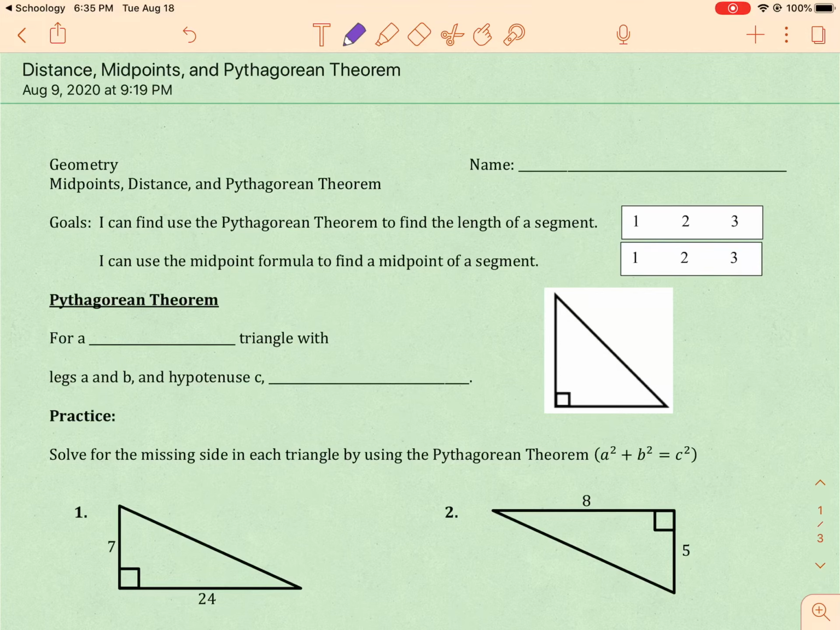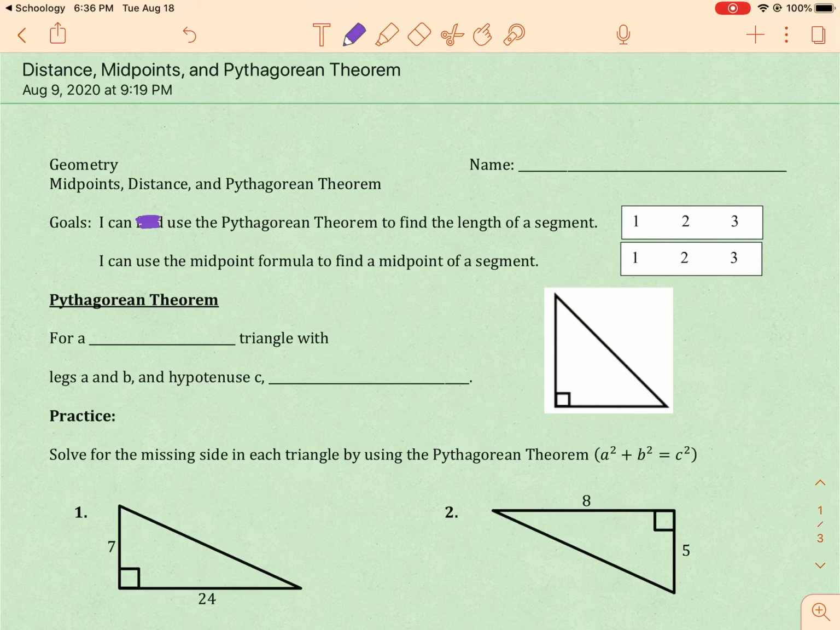Today we're going to take a look at a couple of different things: the Pythagorean theorem, distance formula, and midpoint formula. Before we get into that, I want you to rate yourself on your prior knowledge. What do you know about the Pythagorean theorem and finding the length of a segment, and then the midpoint formula? A little typo here.